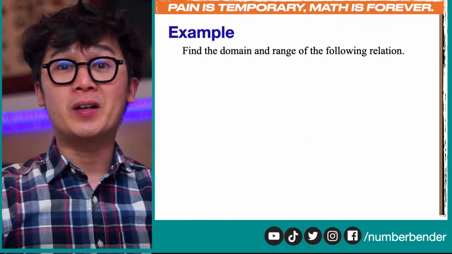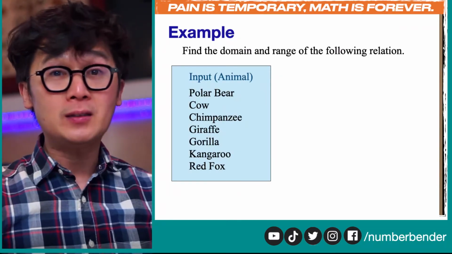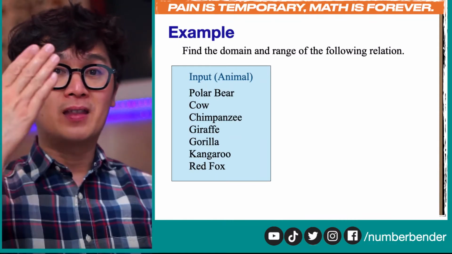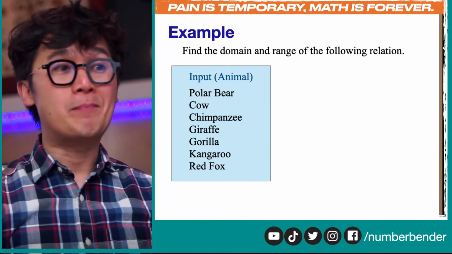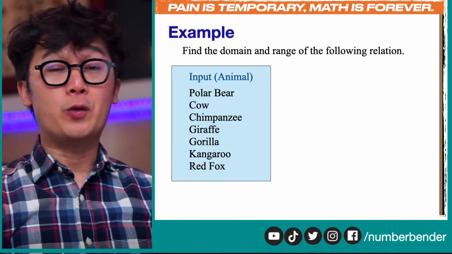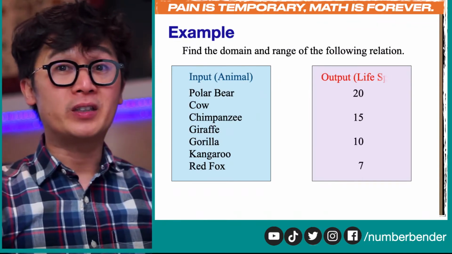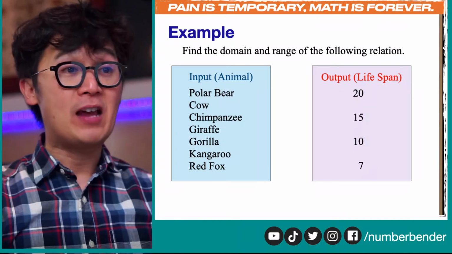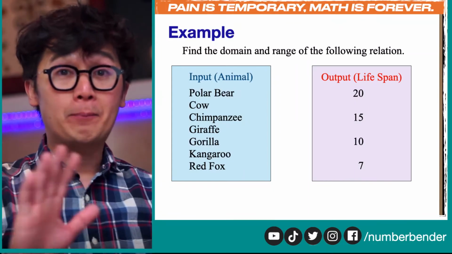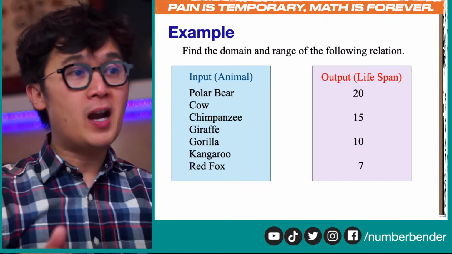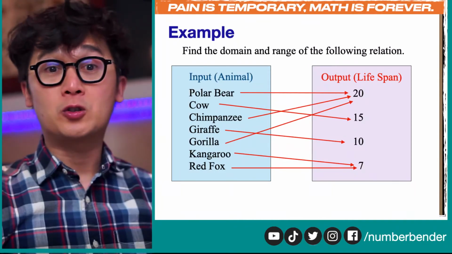So if we're going to determine the domain and range of this particular relation, the domain would be our input, and our input in this case would be the types of animals in this column: polar bear, cow, chimpanzee, giraffe, gorilla, kangaroo, and red fox. And the other set would be our output, which is their lifespan. So there's 20 years, 15 years, 10 years, and 7 years. And how are we going to map this relationship? For polar bear, 20 years. For cow, 15 years. For gorilla, it's also 20 years, and so on.